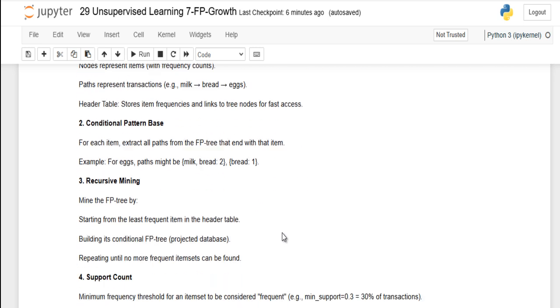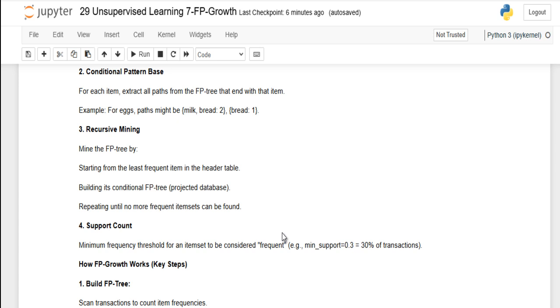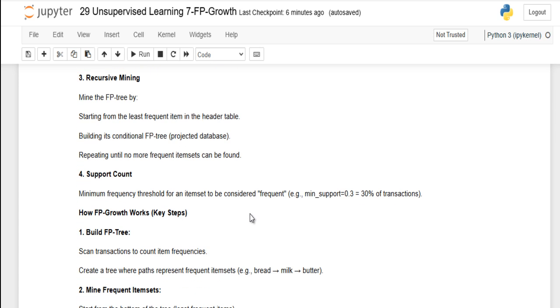All right. We also have recursive mining. Mine the FP tree by starting from the least frequent item in the header table, building its conditional FP tree, that is a projected database, and repeating until no more frequent items can be found. We also have support count, the minimum frequency threshold for an itemset to be considered frequent. The higher the count, the higher the frequency. The minimum support we have is 0.3, which is 30% of transactions.